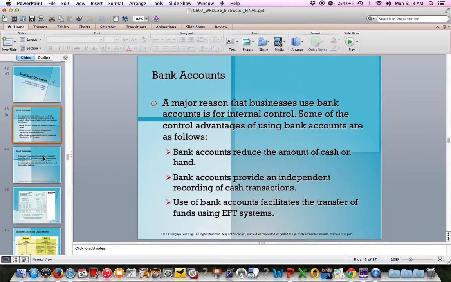Okay, so let's talk next about controls around bank accounts. A major reason that businesses use bank accounts is for controls, of course. Some control advantages of using a bank account are as follows. The reduced amount of cash on hand, right? I can just simply write a check or do some kind of a transfer to make my payments. The bank records a listing of transactions, right, that comes from the bank. They send us the bank statement every month that shows here's every deposit, here's every payment, here's every withdrawal, here's everything that went through your account for the month. And of course, it facilitates the transfer and use of the EFT system.